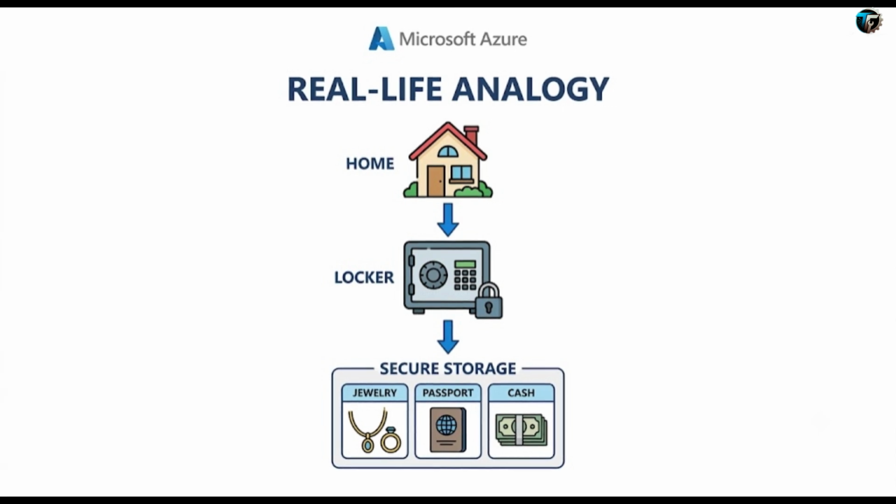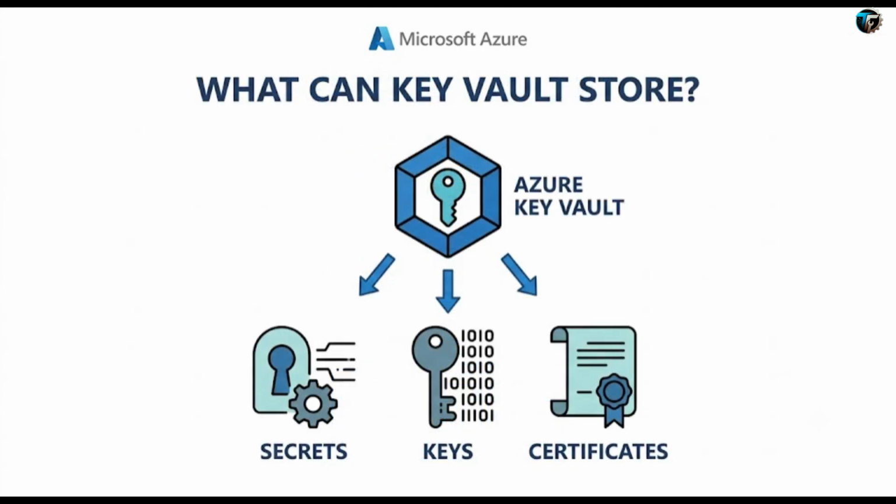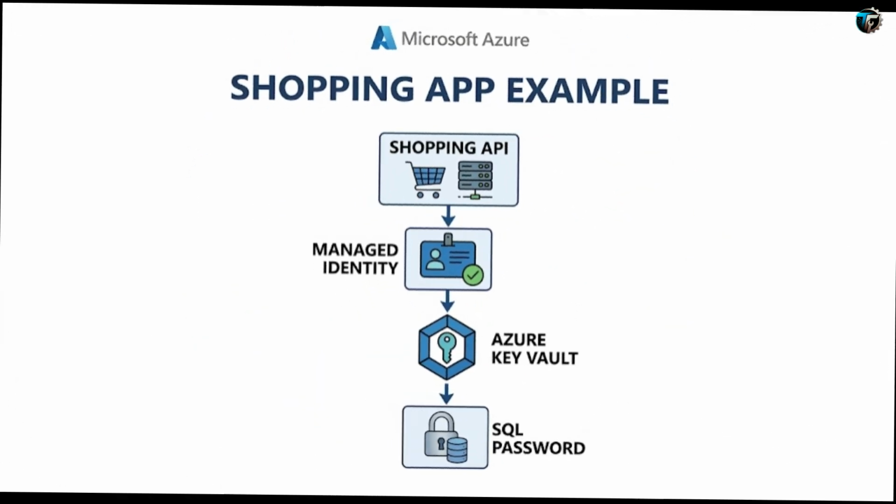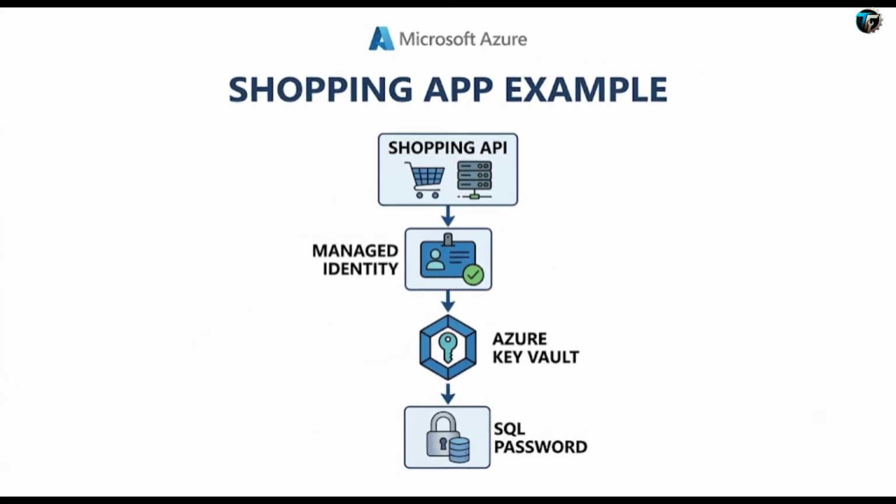Think about your home. Would you keep your passport and jewelry on the dining table? Probably not. You place them inside a secure locker. Azure Key Vault is that locker for cloud applications. Key Vault stores three major things: secrets, such as passwords, connection strings, API keys, and encryption keys used by applications; and certificates, such as SSL certificates used to secure websites.